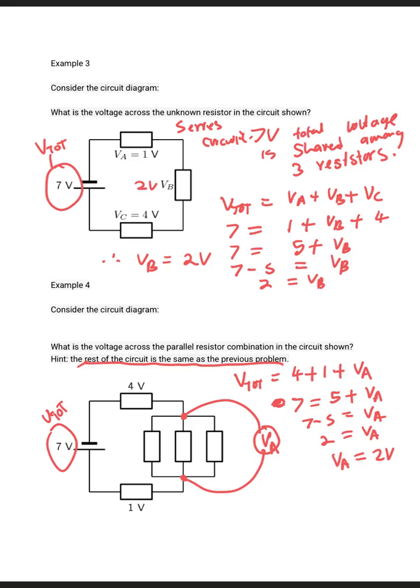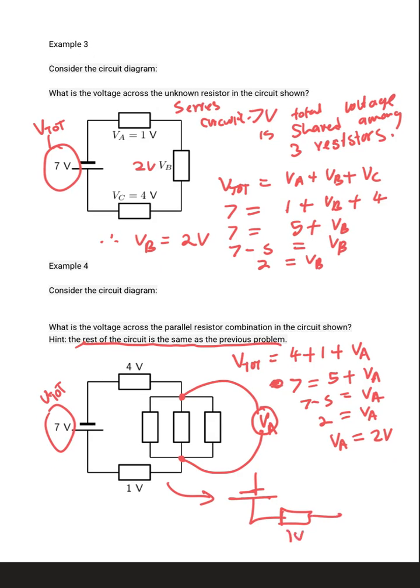And also what we can do is that we can turn the whole parallel combination and treat it as a single resistor. So we can turn this circuit into this form where we still have the resistor with 1 volt, and then we have this resistor here which has 4 volts, and then we have this resistor here which has 2 volts. This resistor here represents the parallel combination.